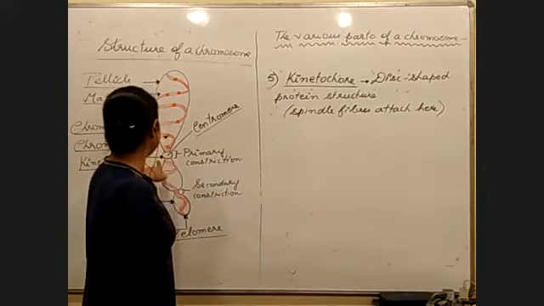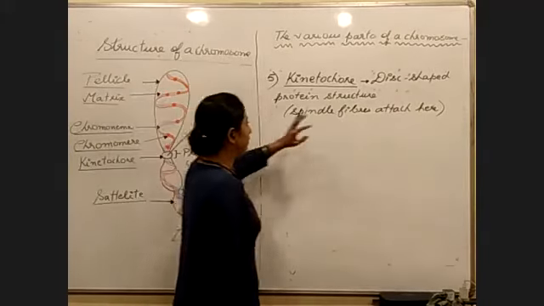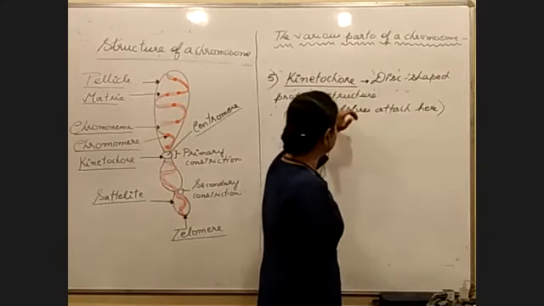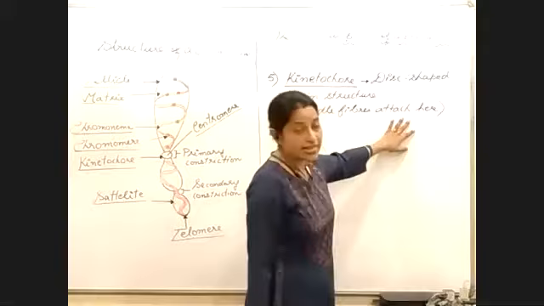Kinetochore: the disc-shaped protein structure in and around the centromere is called the kinetochore. It is that area where the spindle fibers attach during the process of cell division.